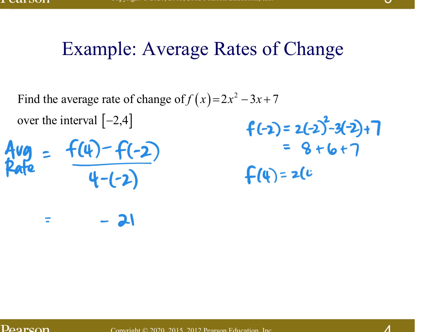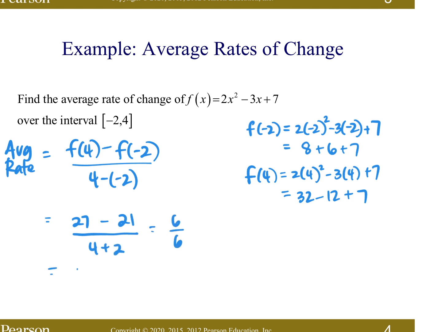So that'll be 2 times 4 squared minus 3 times 4 plus 7. So that's 32 minus 12 plus 7. 32 minus 12 is 20 plus 7. So I get 27 minus 21 over 4 plus 2. So we're looking at 6 over 6. So the average rate for this particular interval is 1. That means the slope that connects point A to point B is 1.